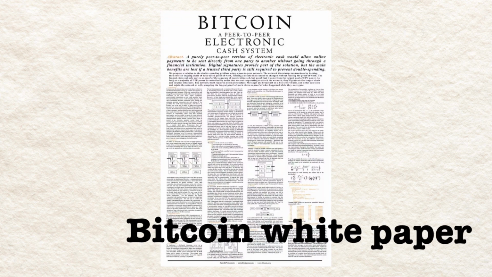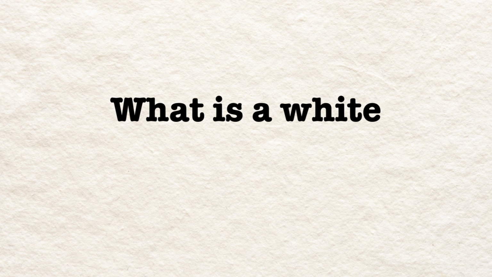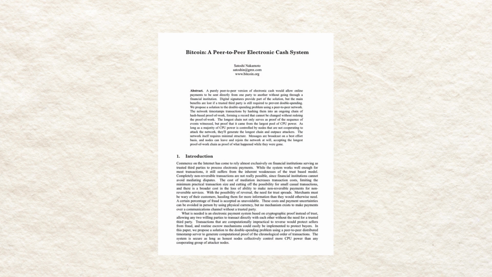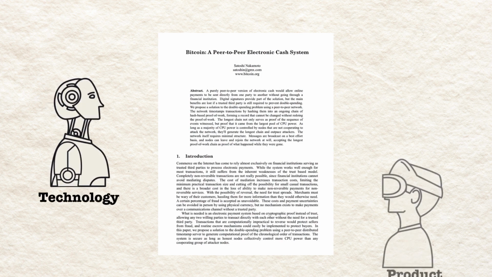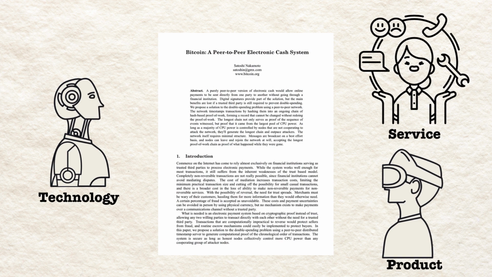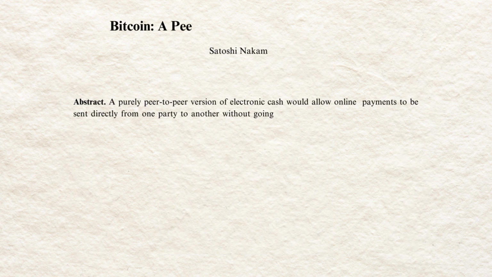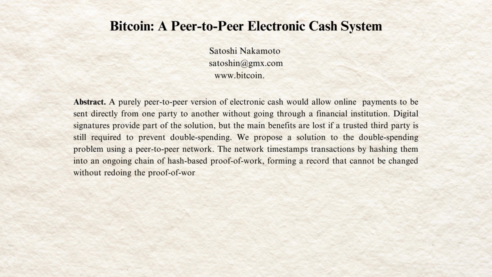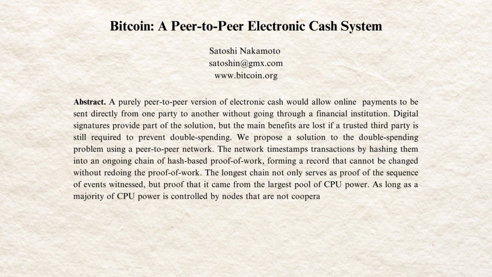Before we dive into the white paper of Bitcoin, it's worth understanding what a white paper is and the importance of it. A white paper is a document that provides information about a particular technology, product, or service. Typically written in an academic style, it aims to deliver in-depth technical information to potential investors and users.